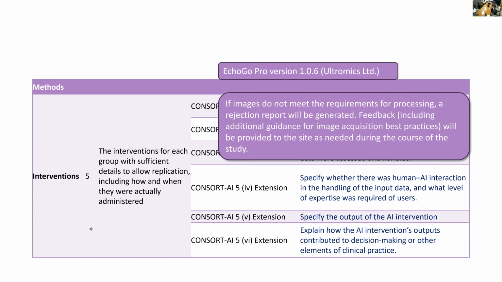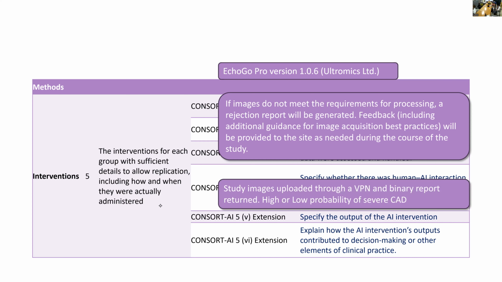They said that if the images did not meet requirements for processing, a rejection report was generated. Feedback was given back to the person doing the stress echo that, okay, you need to improve the quality of images. They would give feedback to the center if required during the course of the study if the image quality was poor. And in fact, towards the end, we'll notice that a lot of the images were of poor quality, and even in the intervention arm, we didn't have an AI report to augment decision making.